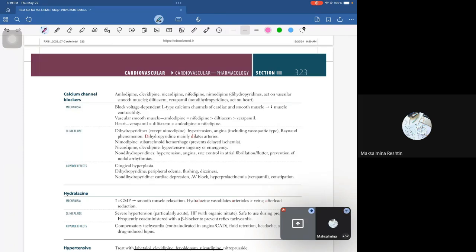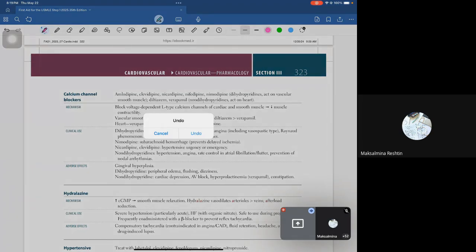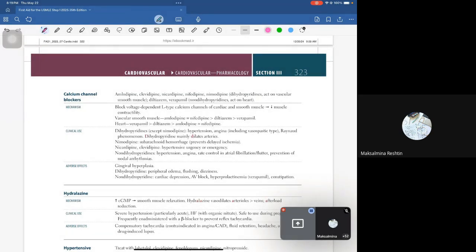Now, calcium channel blockers. So what are calcium channel blockers? Calcium channel blockers are very easy. If you have any muscle in the body, any smooth muscle, or even a skeletal muscle, that muscle is going to need calcium to contract.